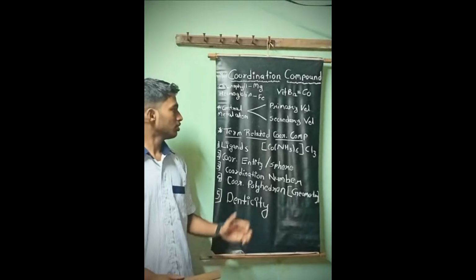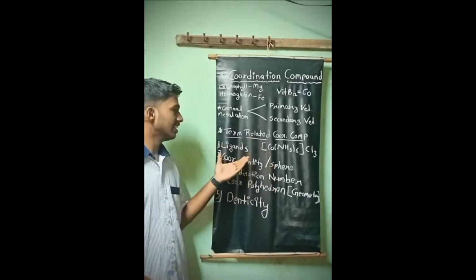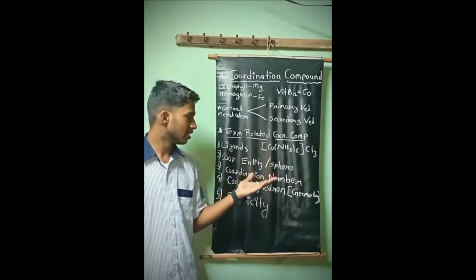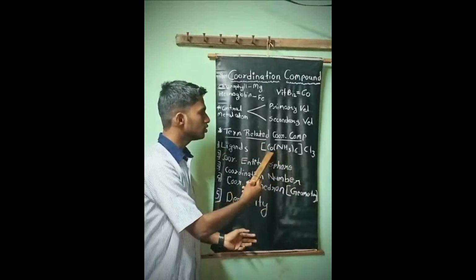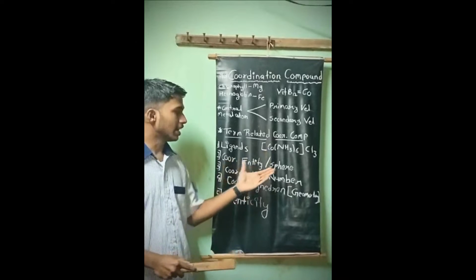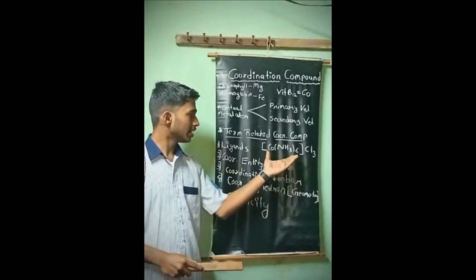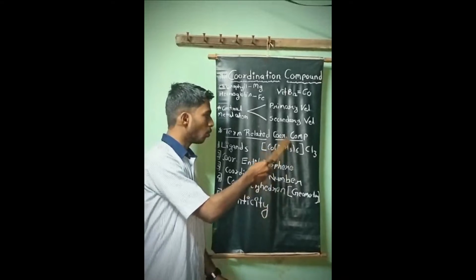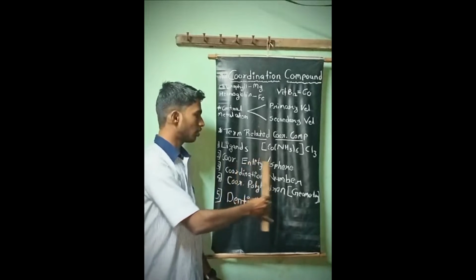So we are going to talk on some important terms related to the coordination compound. First one is ligands. By looking at this example, we will come to know what we mean by ligands. Ligands are nothing but the molecules or ions which are directly attached to the central metal ion. The central metal ion along with the ligands attached to it, the whole thing, is called the coordination entity or coordination sphere.